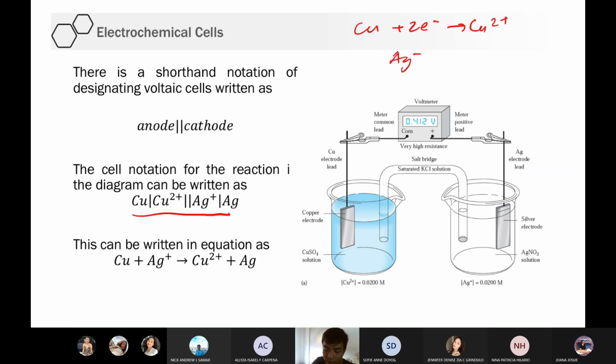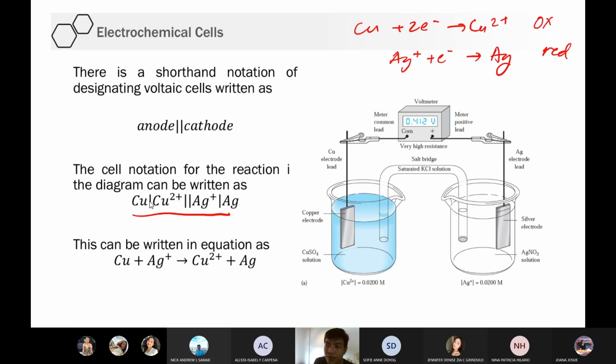Okay, so ganito kayan eh. Okay, so this is the oxidation, this is the reduction. So mapapansin mo, copper on the left, Cu2 plus on the right. Sa reduction reaction naman, you have the Ag plus on the left, Ag on the right.